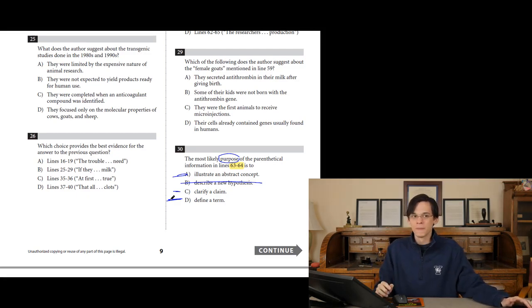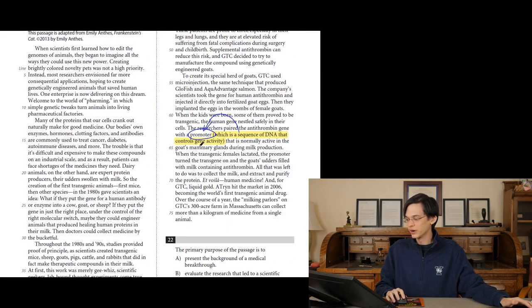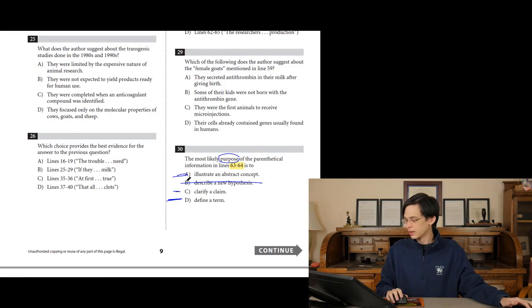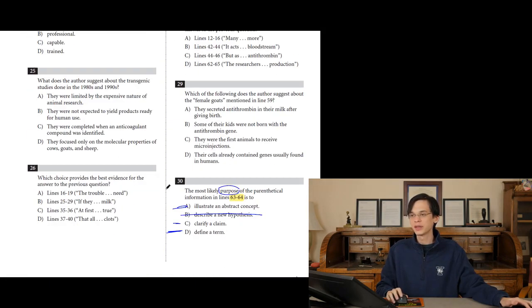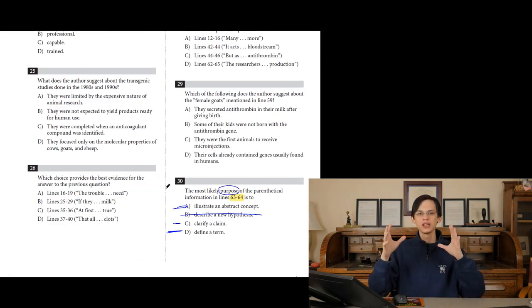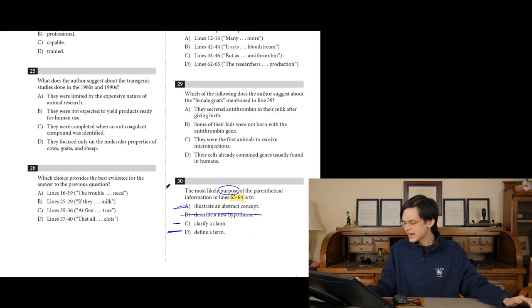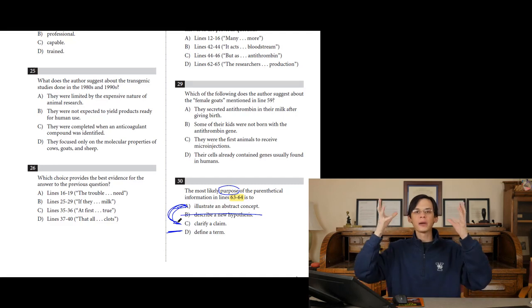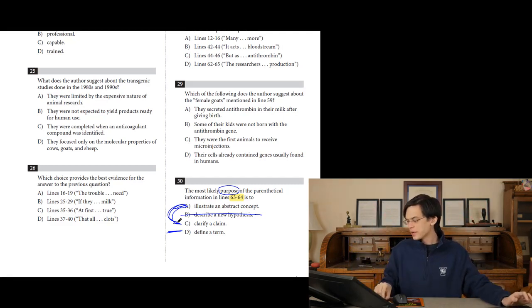Clarify a claim versus define a term. A term is just a word, and we're defining the term. We're defining or exactly delineating what the definition of that word is. Clarifying a claim is you say something and you're like, but let me talk a little bit more about this because that might have been confusing. I feel like C and A are very similar to each other because they all want to clarify some abstract, more difficult to understand thing, when in reality, all we want is to define the term.